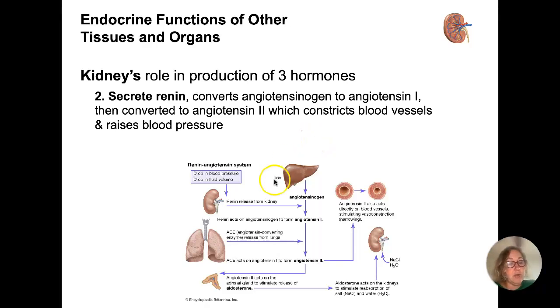Okay, just to walk us through this again, here's your kidney. Let's say you have a drop in blood pressure, a drop in fluid volume. Your kidney knows this because it is circulating your blood. It is filtering your blood, all of your blood, right? So it knows what's going on. So renin is released from the kidney. Okay, what is that going to do? That is going to take your angiotensinogen and make it into angiotensin 1.